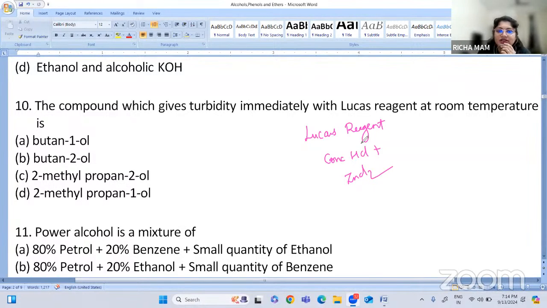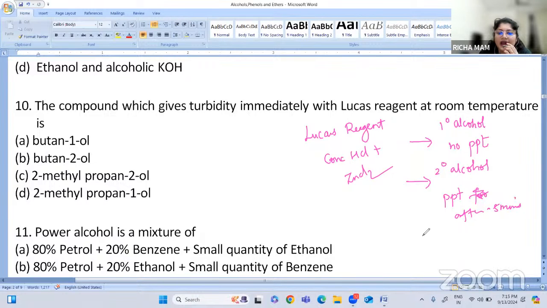So what is Lucas reagent? It is concentrated HCl and ZnCl2. When you react it with primary alcohol, you don't get any precipitate, there is no reaction. When you react it with secondary alcohol, you get a precipitate after 5 minutes. And with tertiary alcohol, you get the precipitate immediately. Remember this. So turbidity immediately should be a tertiary alcohol.